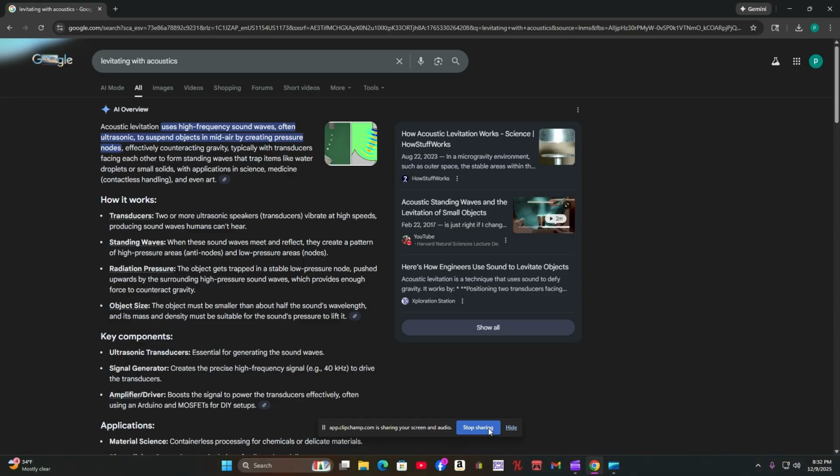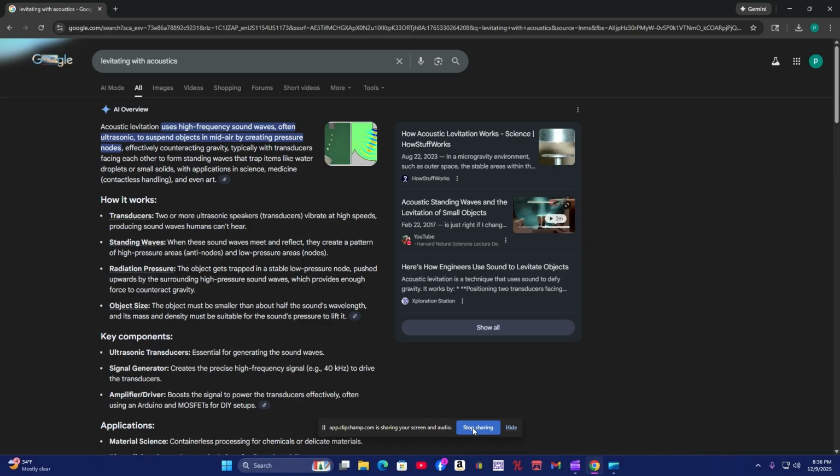I may not be able to prove my standing wave theory, but there is such thing as acoustic levitation. In the definition given, acoustic levitation uses high-frequency sound waves, often ultrasonic, to suspend objects in midair by creating pressure nodes, effectively counteracting gravity, typically with transducers facing each other to form standing waves that trap items like water droplets or small solids. So, all I'm proposing is that instead of using sound waves, you're just using electromagnetic waves in the aether to get the same exact effect.